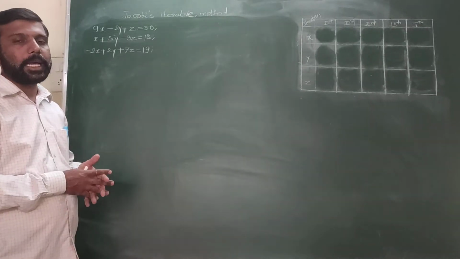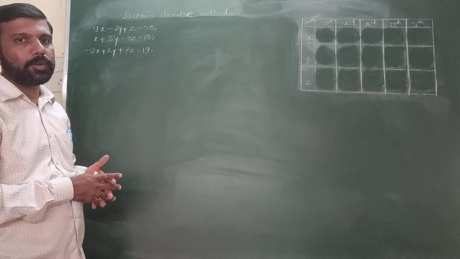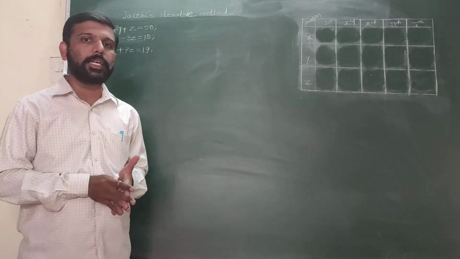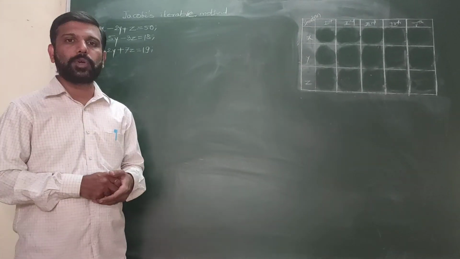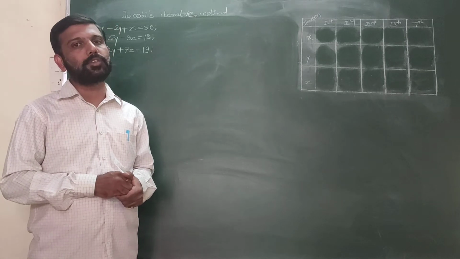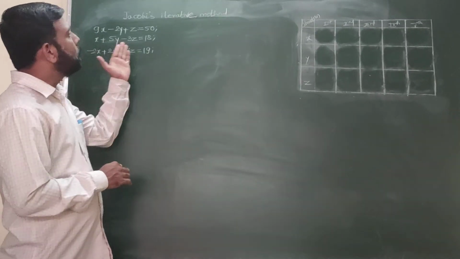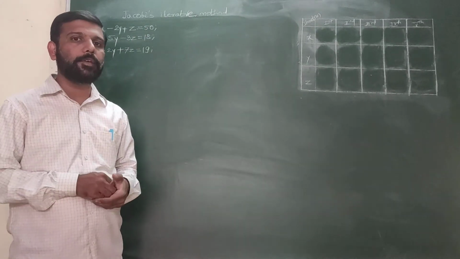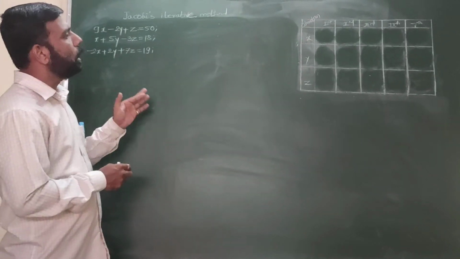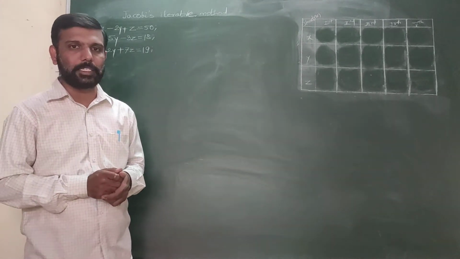We have some direct methods, that is the Gauss elimination and Gauss Jordan methods. In those we get values of x, y, z. These are exact values. But in iterative methods, Jacobi iterative and Gauss Seidel, we get approximate values of x, y, z.